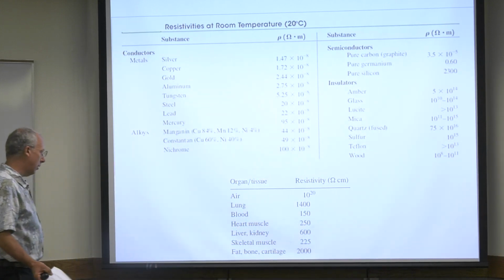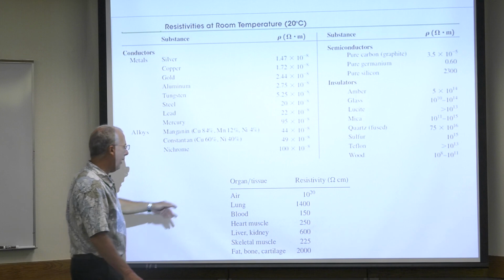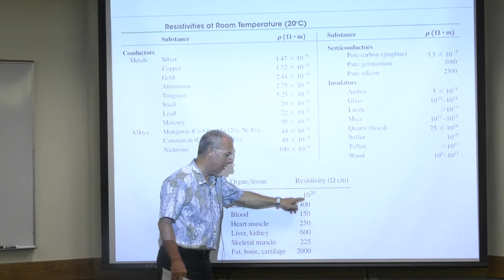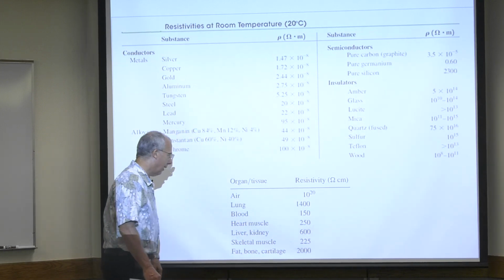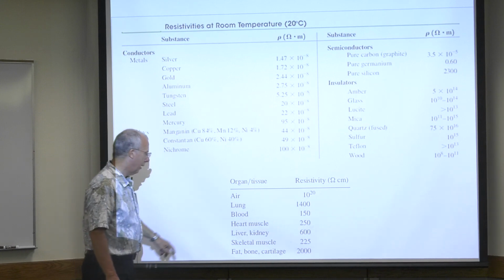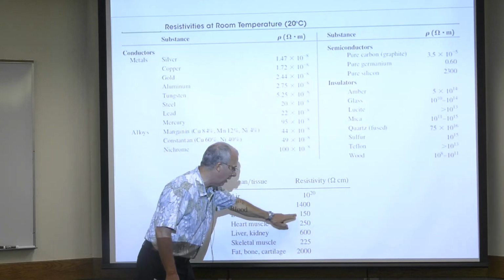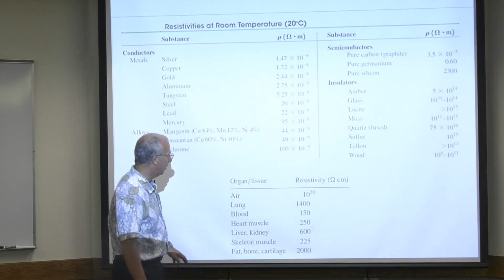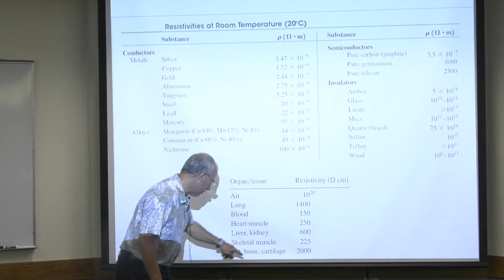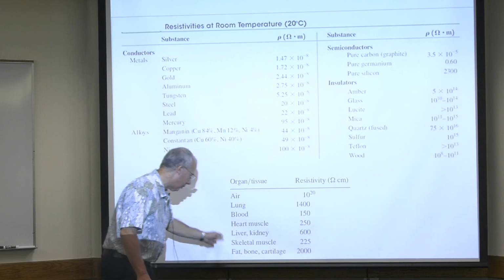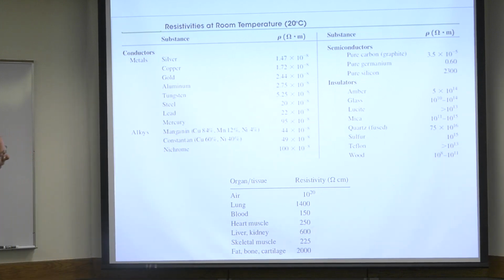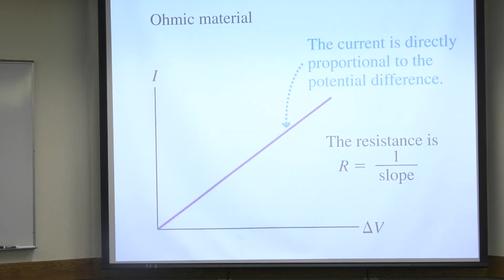Okay, let's look at the human body. Look at air, 10 to the 20th. It's very large. Now, I suppose that's probably dry air. Lung, 1,400. Blood, 150. Anyway, heart muscle, liver, kidney, bones, and so on. So there are some values of resistivity. Now, like I said, this only works for conductors.